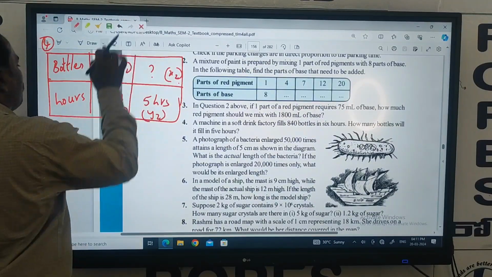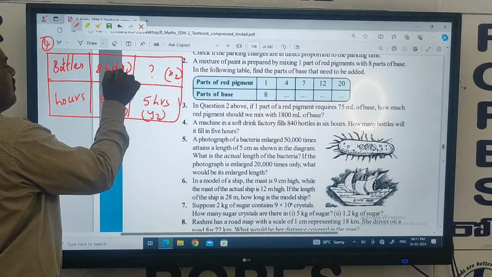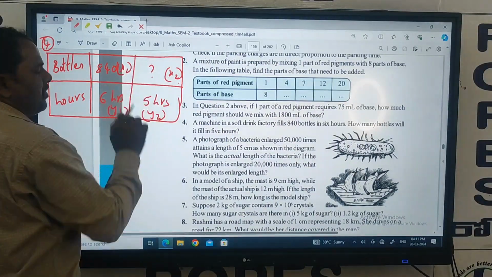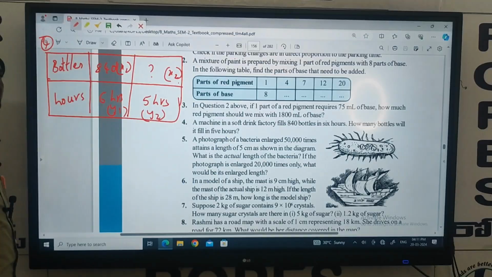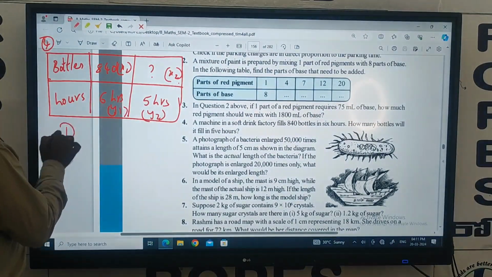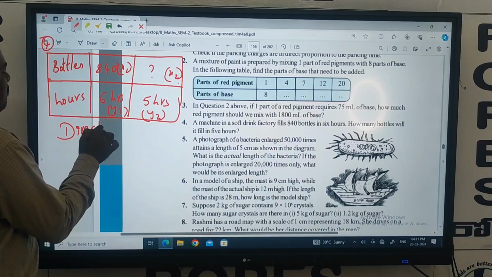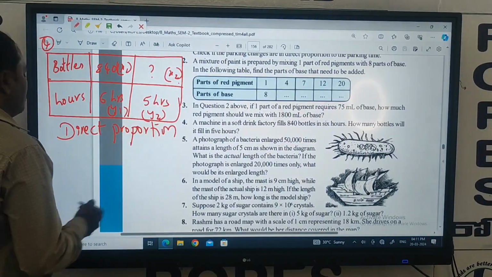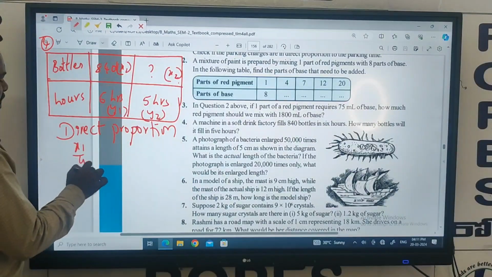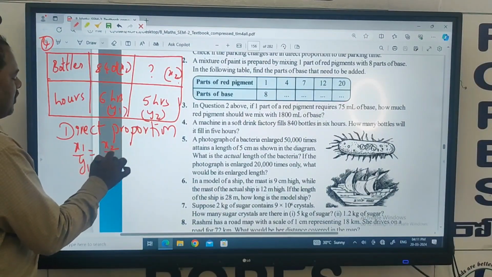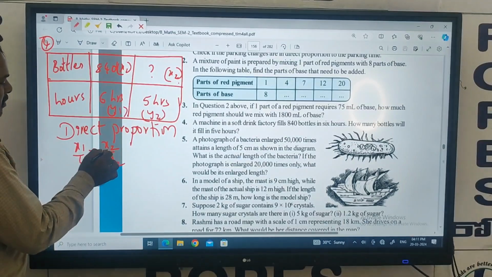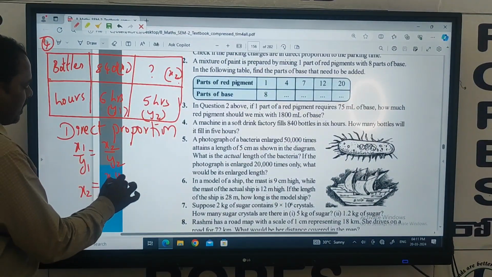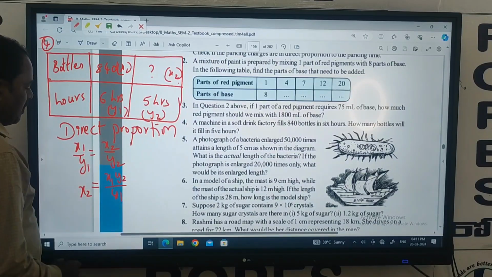So here, in 6 hours it is filling 840 bottles. Then in 5 hours it will automatically fill fewer than 840 bottles. Okay, then it is in direct proportion. In this one, x1 by y1 is equal to x2 by y2. Then from this we have to find x2. x2 is equal to x1 y2 by y1.